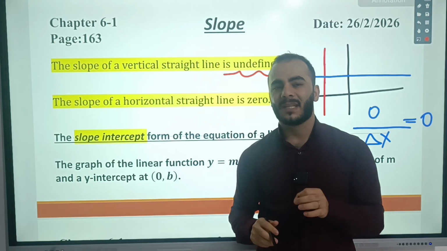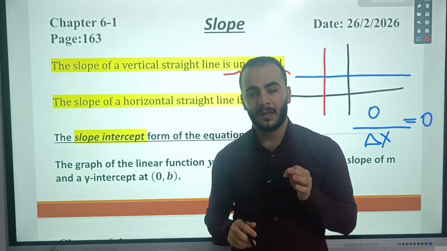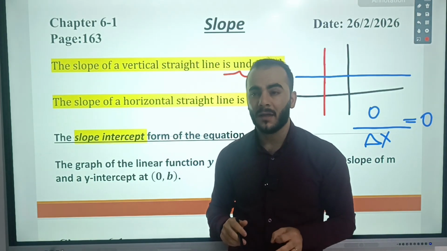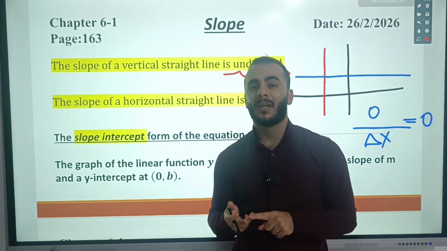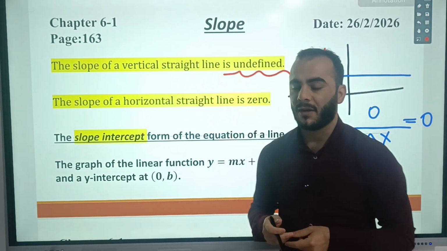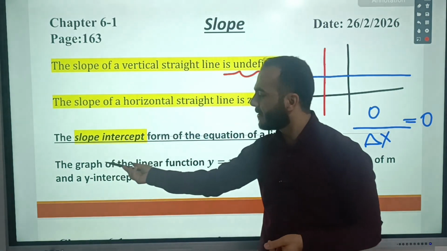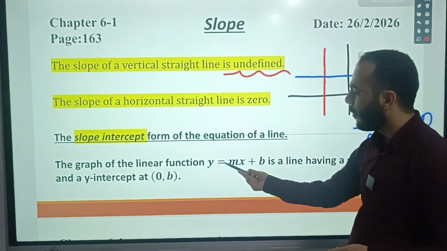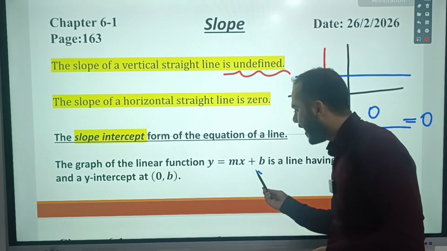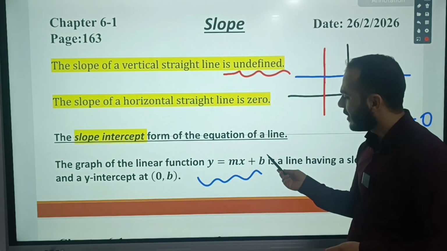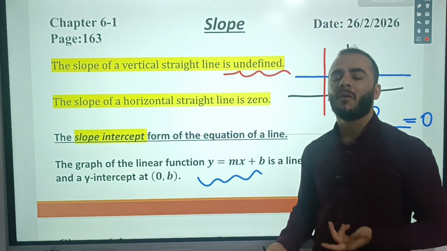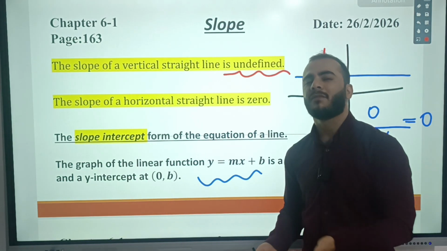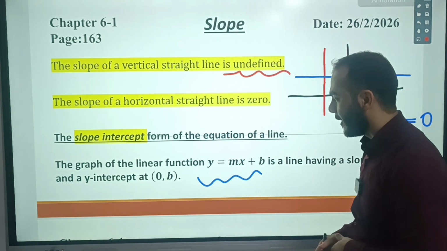Slope-intercept means that we have a form of a line in which there is a slope as well as an intercept, which is the y-intercept. So what is the form of it? The graph of the linear function is y equals mx plus b. In some books, instead of b, there is c. It doesn't matter, these are just letters. The meaning of them, the thing that they stand for, is important to understand.